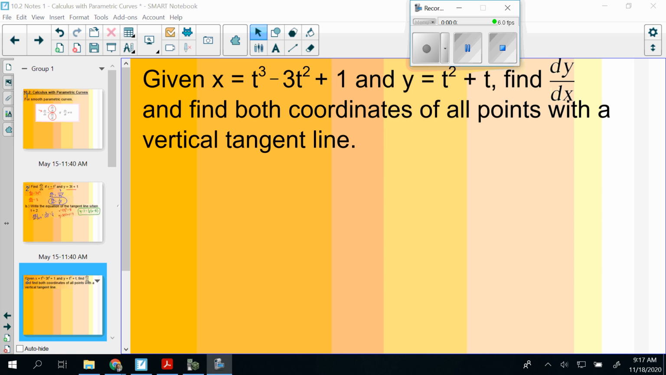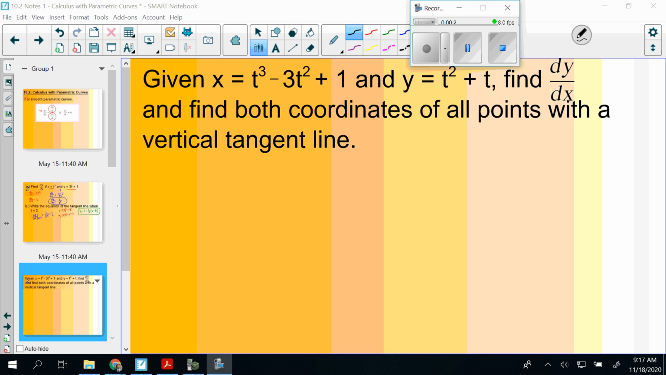All right, this next one says, given these two parametric equations, find the derivative dy/dx and find both coordinates of all points with a vertical tangent. Okay, so first, if we're going to find where this has a vertical tangent, we're going to need that derivative dy/dx, so let's find that first.